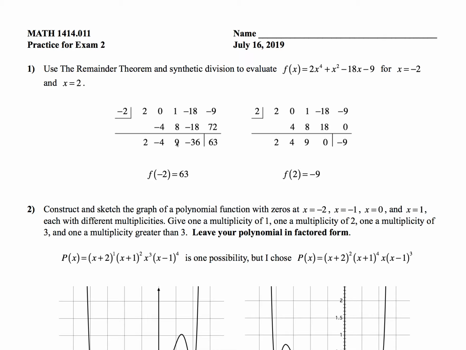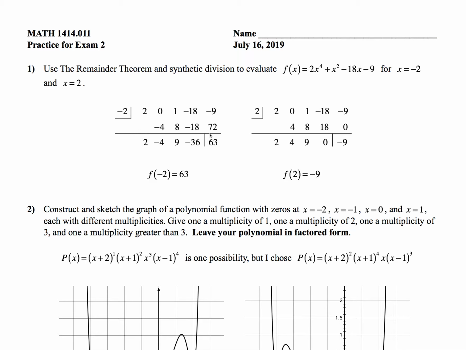-2 times 9, then, for the next step, gives us a -18. We put that result under the next coefficient, and we add that column. -18 and -18 is -36. And our last multiplication is -2 times -36, which gives us +72. And -9 and +72 gives us 63.